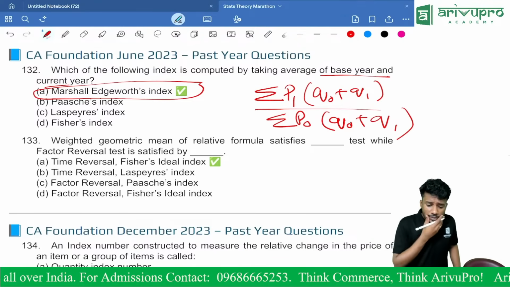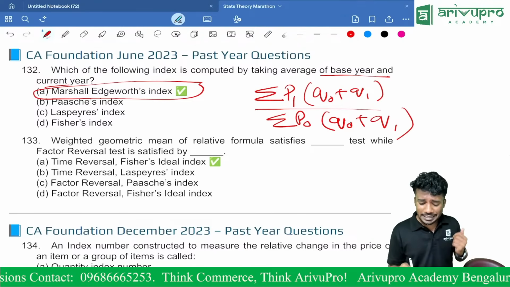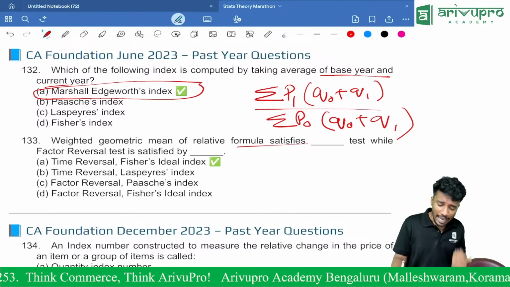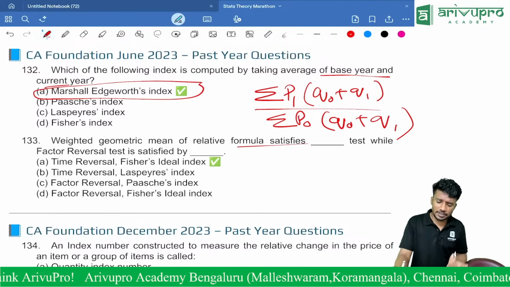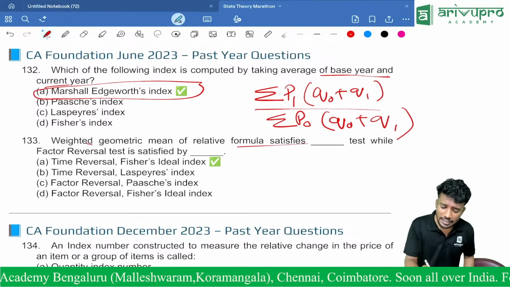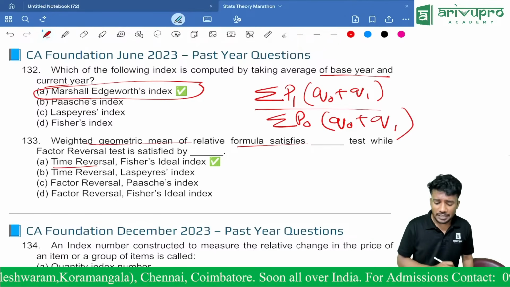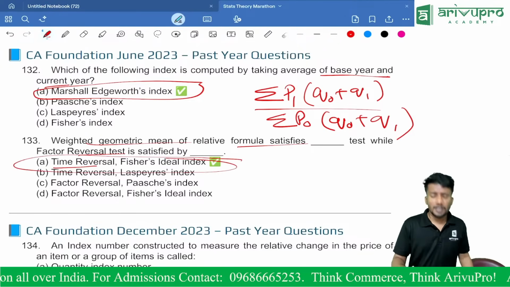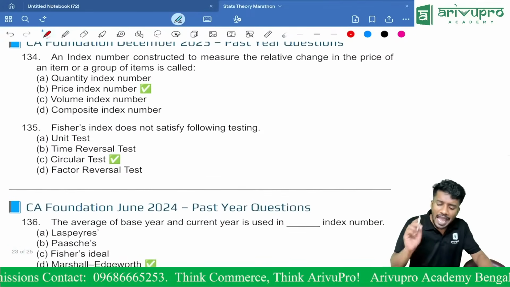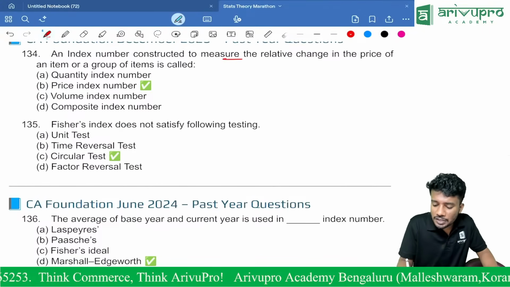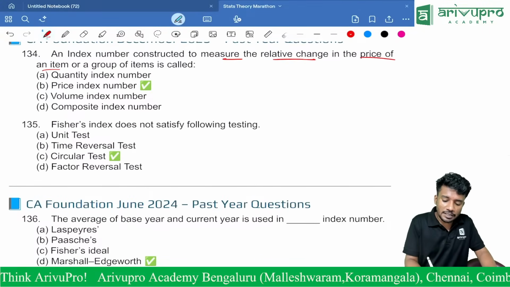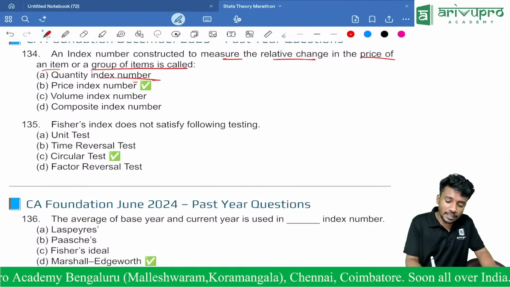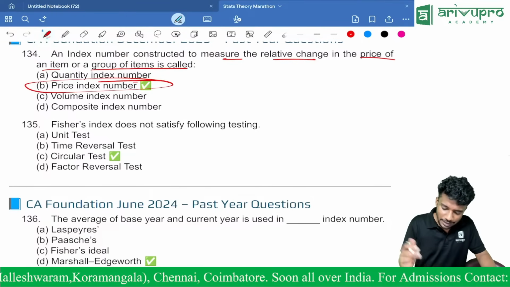Now, the weighted geometric mean relative formula satisfies the dash test, while the factor reversal test is satisfied by dash. So the weighted mean satisfies which test? The time reversal test, and the factor reversal test is satisfied by what? The Fisher's index number. An index number constructed to measure the relative change in price of an item or a group of items is called what? The price index number. Direct question.